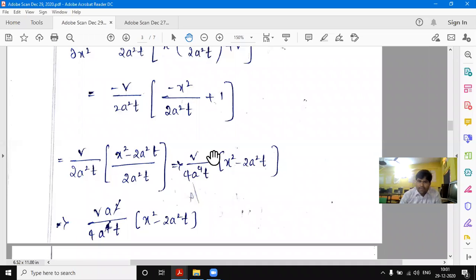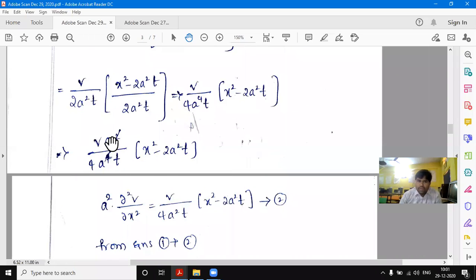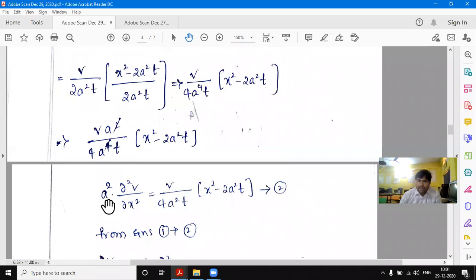So that implies v by 2 into 2 is 4, a square into a square is a to the power of 4 into t, x square minus 2a square t. So multiply this equation with a square, that is a square into dou square v by dou x square, then v into a square by 4a to the power of 4 into t into x square minus 2a square t. So this x square and in this 4, 2 will get cancelled. So remaining term is v by 4a square t into x square minus 2a square t.